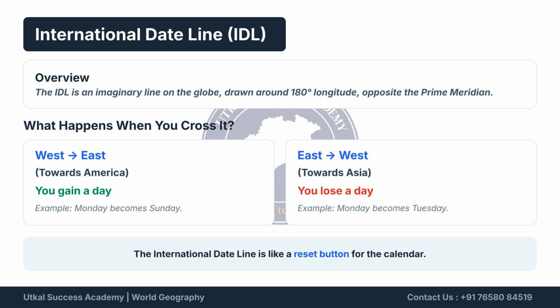The international date line is an imaginary line near 180 degrees longitude. Crossing it from west to east means you gain a day, like going from Monday to Sunday. Crossing from east to west means you lose a day, like going from Monday to Tuesday.